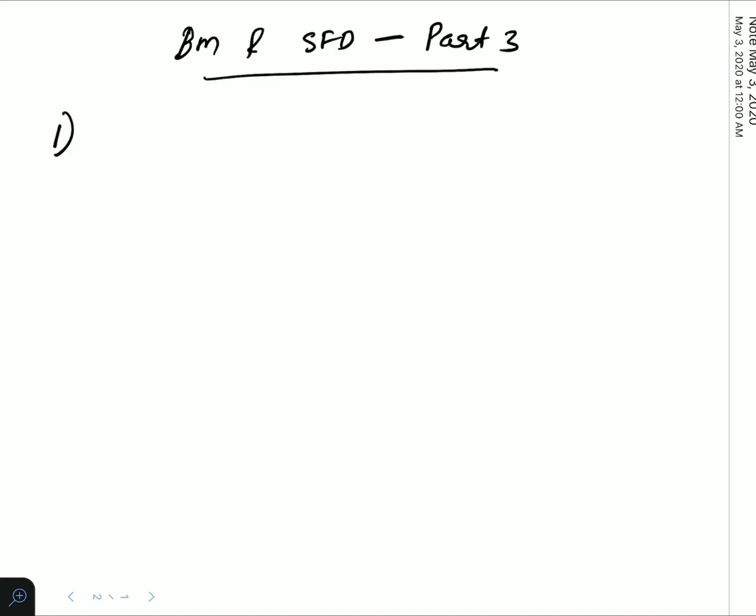So the first problem is: there is a cantilever here and there is a point load P acting at the tip. The length of this beam is L. In this case, how will this beam bend? It will bend like here.